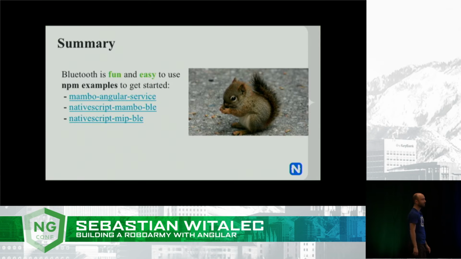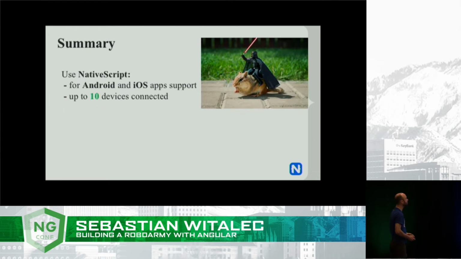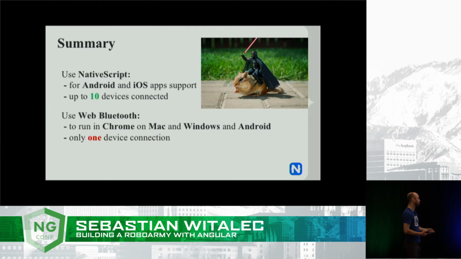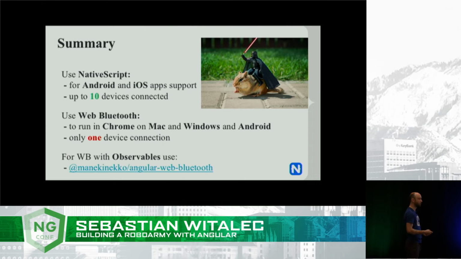So my summary: using Bluetooth is fun, and it's quite easy once you know the commands that you want to use. If you want to see a couple of examples that I was talking about, you can go to NPM and search for any of these 3. Also, you should use NativeScript when you want a native Android or iOS application and to connect to multiple devices. Or use Web Bluetooth if you want to use Chrome on Mac, Windows, or Android, and I think iOS as well. The caveat is one device at a time. And if you want to use observables, you could use Wasim's Angular Web Bluetooth, which is pretty cool, because it allows you to cancel some of the things that you want to listen to.